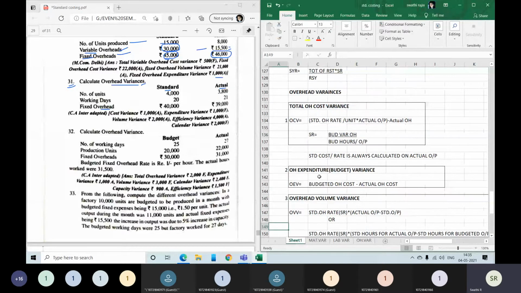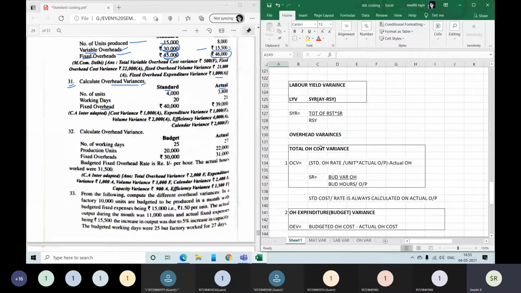So firstly, for calculating total overhead cost variance, your formula is standard overhead rate per unit into actual output, minus actual overhead. Most of the time actual output and actual overhead will be given in long questions, though yesterday we saw one question where actual output was not given. That leaves standard overhead rate, which mostly will not be given in the question. So how do we find it? There's a formula for it. Standard rate means budgeted rate basically.